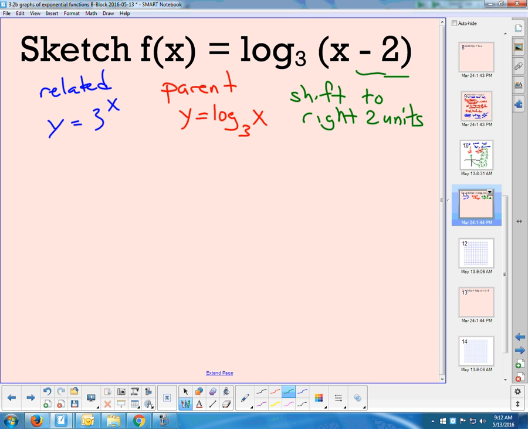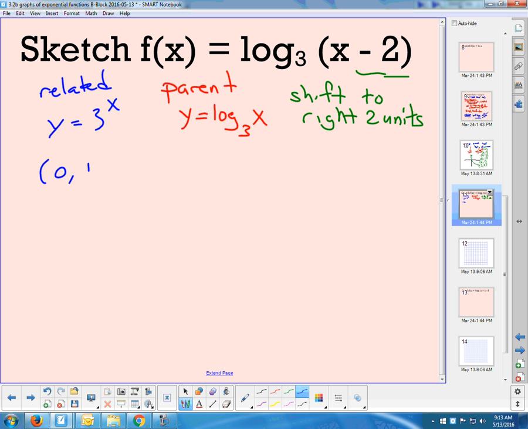So those three pieces of information are probably the three pieces of information that you should gather together when faced with graphing a logarithmic function to start. So what we'll do here is let's just build a set of points off of the exponential function. Most people find that easiest to do.